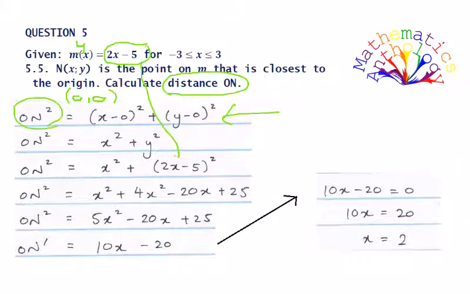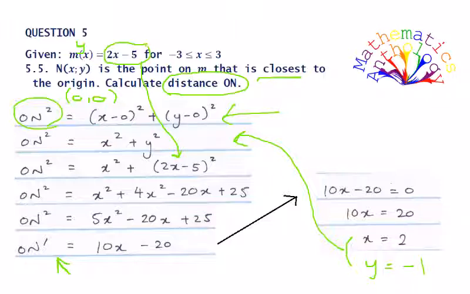If they want the distance ON, we need to go to our datasheet and look up the distance formula, and we'll apply the distance formula to these 2 points, O and N, where O is the origin (0, 0), and N is the point (x, y). So from the datasheet, we'll get ON squared is equal to (x minus 0) all squared plus (y minus 0) all squared. That's your distance formula.